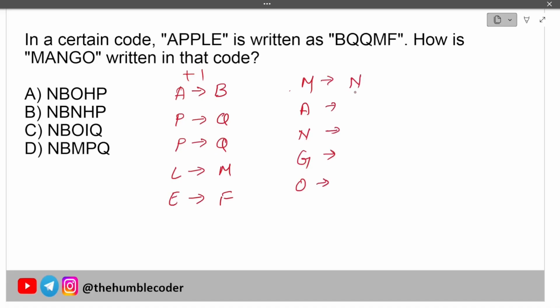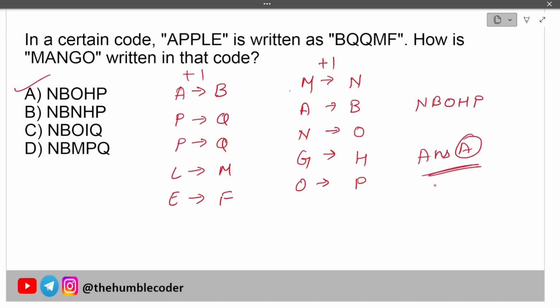M, N, A, B, N, O, G, H, and O, P. Okay, so we have also done plus one character. So the final output that we are getting is N, B, O, H, P. Let's see if we have that option. Yes, option A is N, B, O, H, P. So answer will be option A for this question.